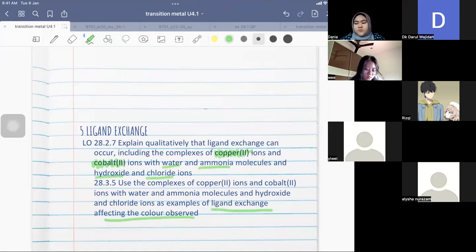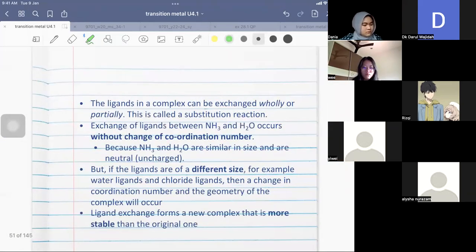So when we look at this qualitative exchange, we want to look at the change in color, change in nature, whether it is aqueous or precipitate. We also need to know things like the change in coordination number, if there is any. Equation, you need to learn the equation because sometimes they want you to write the equation. Later on, we will see if we have enough time. We will have a look at the question together. That's why I asked you to prepare your exercise 28.1 beforehand so that you can see what kind of question they can ask you.